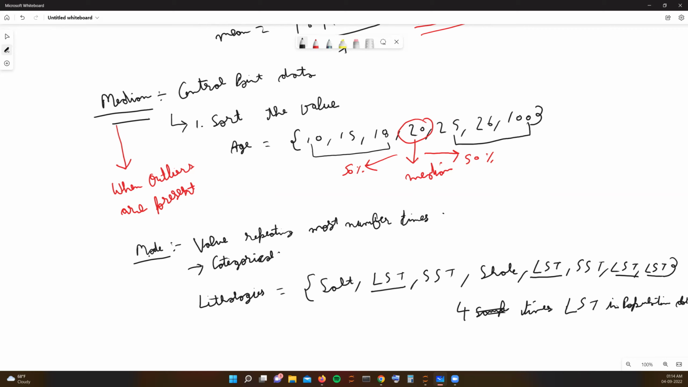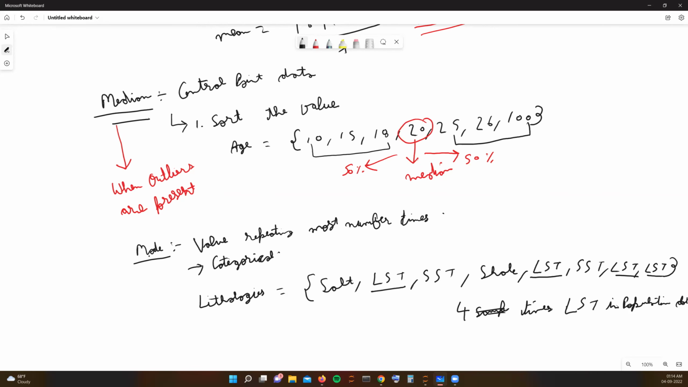Population data. So these three are your measures of central tendency. Mean and median are used for your numerical data, right? Calculating, measuring the central point for your numerical data. And mode is used when we are dealing with your categorical data.